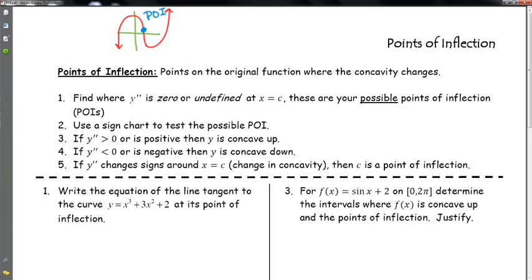When that happens at a point of inflection, your second derivative is going to be changing signs, meaning if I was going to use a sign chart, I'm going from positive to negative or negative to positive. In this case, for inflection points, it doesn't really matter which one is positive and which one is negative, the order, like it does with local maximums or minimums. All that matters is that it changes signs.